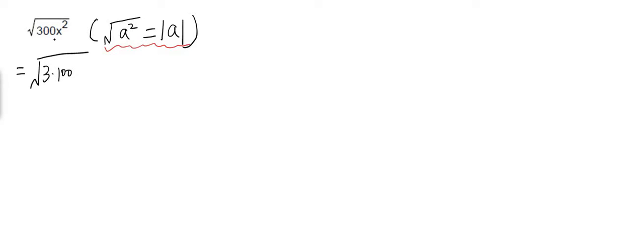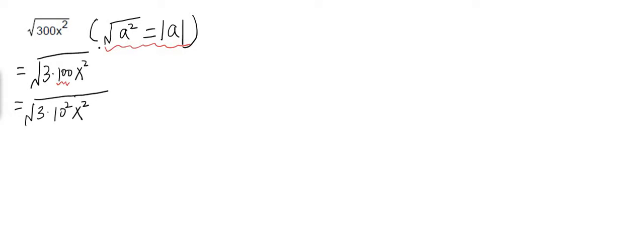We want to factor 300. We can usually write it as 3 times 100, and here's x squared. And now for the 100, we can write it as 10 squared, right? It's very straightforward. And here is x squared. So here we have 10 squared and x squared inside the radical.